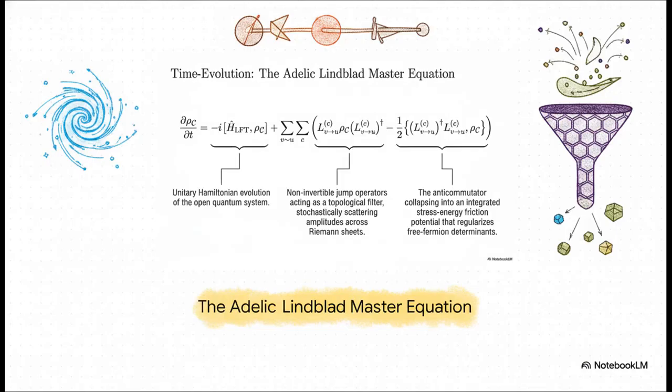All right, let's break down this explicit time evolution equation, reading it from left to right. In that first bracket, you see the open quantum system evolving via a unitary Hamiltonian. Standard stuff, right? But it doesn't stop there. It's immediately subjected to those non-invertible jump operators in the middle, which stochastically scatter amplitudes across Riemann sheets. Finally, the anti-commutator on the far right acts as the ultimate mathematical friction. It completely collapses the dissipative channels into an integrated stress-energy potential, acting as a rigorous topological filter.